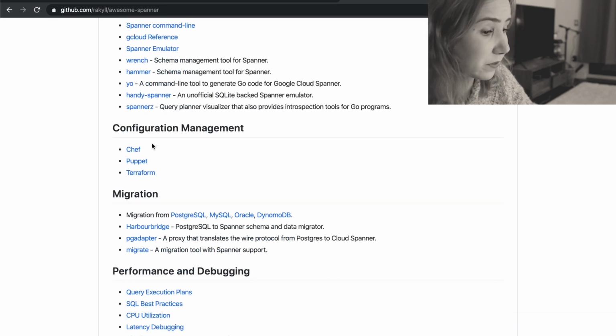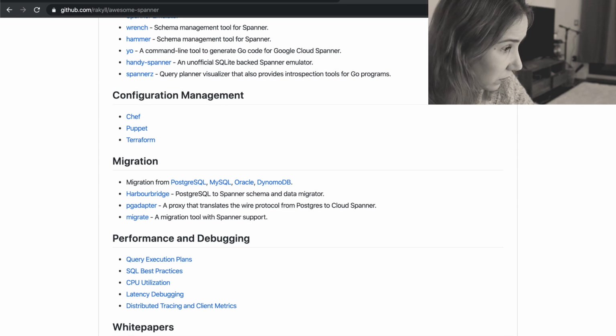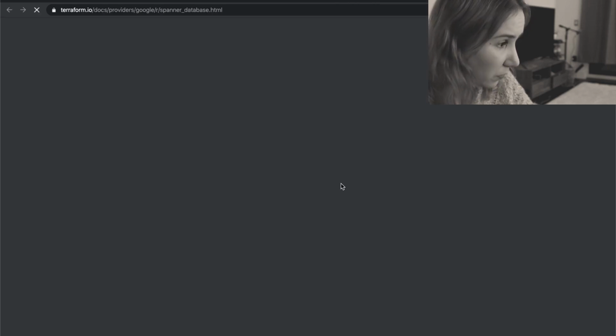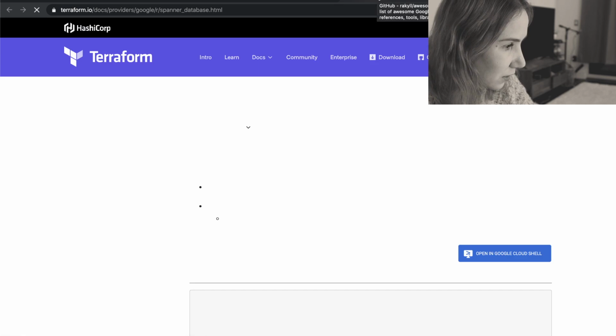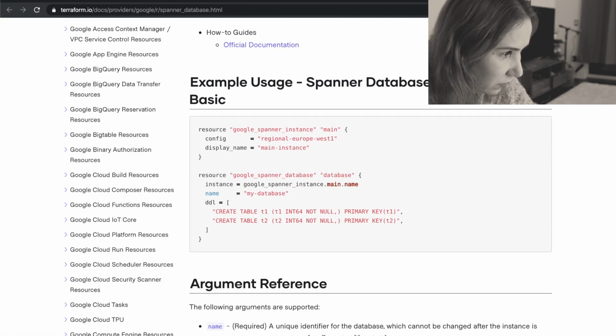I also realized that we have some configuration management support, which is cool. I haven't looked at these yet, but it's not like I'm going to recreate my instances every other day, but it's nice to have Terraform support.